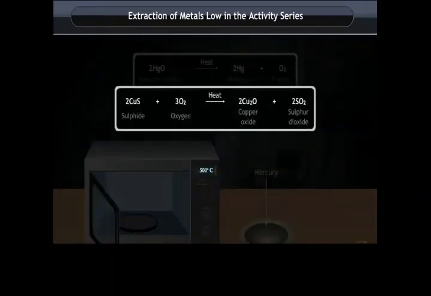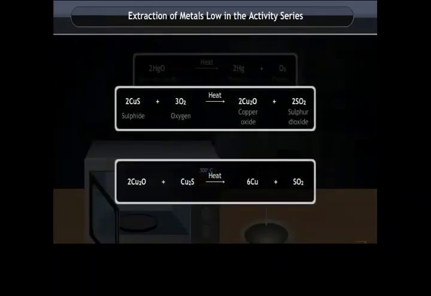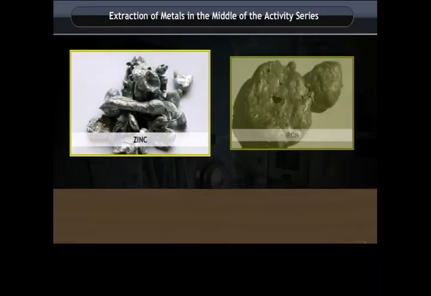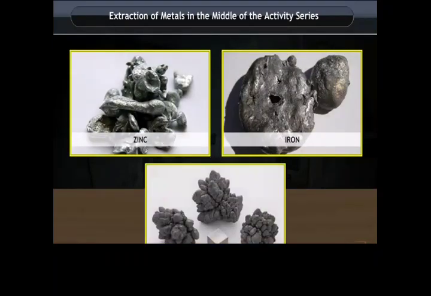Copper is obtained from its sulfide ore, CuS, by heating in the presence of oxygen. Extraction of metals in the middle of the activity series. Metals in the middle of the activity series like zinc, iron, lead are found as oxide, sulfide and carbonate ores. It is easier to obtain metals from their oxides than from their sulfides or carbonates.